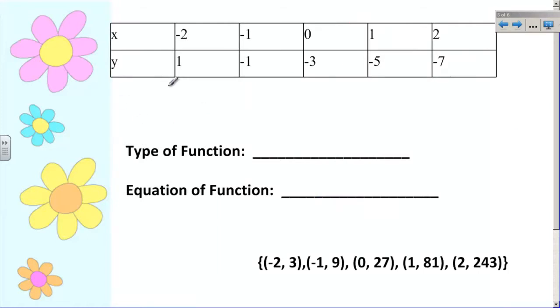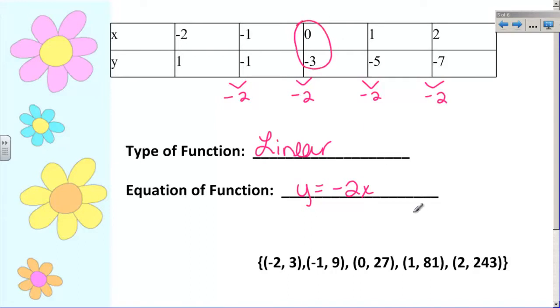So let's test this one. The x's are all going by 1, so let's first see if it's got a constant rate of change. From 1 to -1 is -2. From -1 to -3 is also -2, -2, and -2. So you should see you have a constant rate of change. That makes this one right here linear because it has a constant rate of change. So my slope for this function is -2. So I've got to start with -2x. This right here is my y-intercept, so it becomes -2x minus 3. There's my function. So you see the difference between linear and exponential.